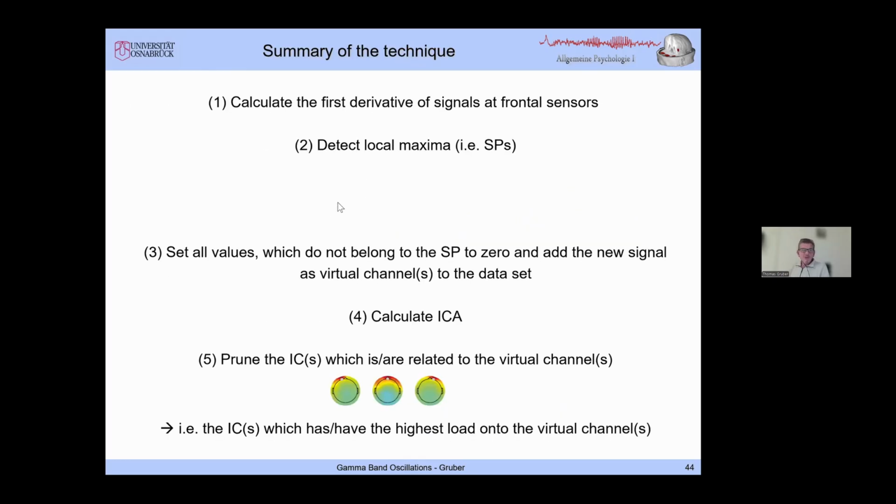So to summarize the technique, we calculate the first derivative, the first gradient of the signal, best at frontal sensors because it's an artifact stemming from the eyes. Then we detect the maxima in this first derivative, and these are then the saccadic potentials. We set all values which do not belong to the saccadic potential to 0. So we have a pattern, and we take this pattern and hand it over to the independent component analysis and tell it, look for that. And then we simply prune. I told you what pruning is. We prune the independent component which is related to our virtual channel or our pattern. And then the problem with the microsaccades is gone. That's the idea in theory, in theory.